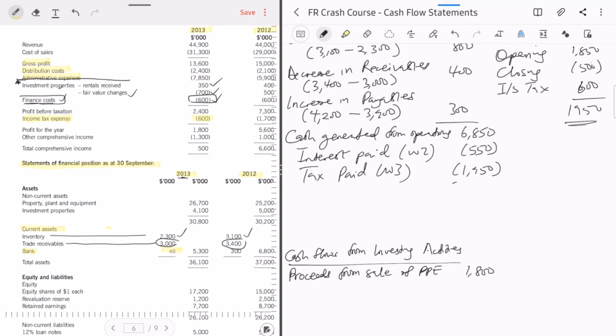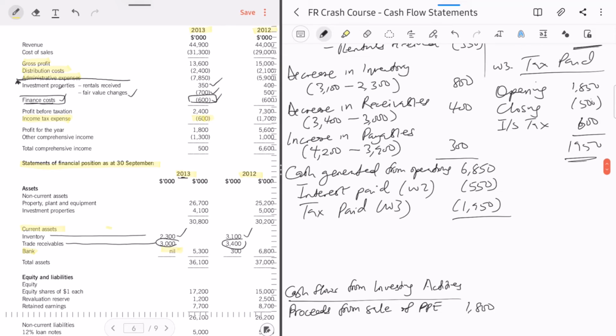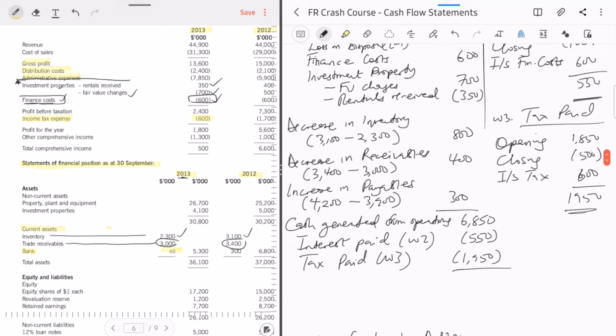1950. So that's it for my operating activities, right? So what I'll do is pick the cash generated from operations figure, which is 6850, minus 550 for interest paid, minus 1950 for my tax paid, and that gives me 4,350, is it? Okay.